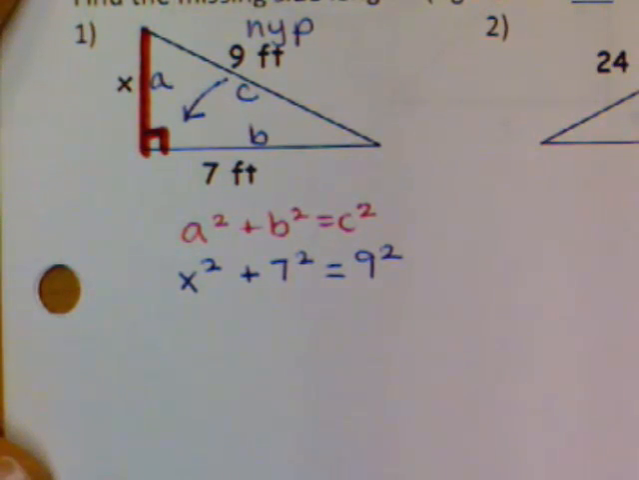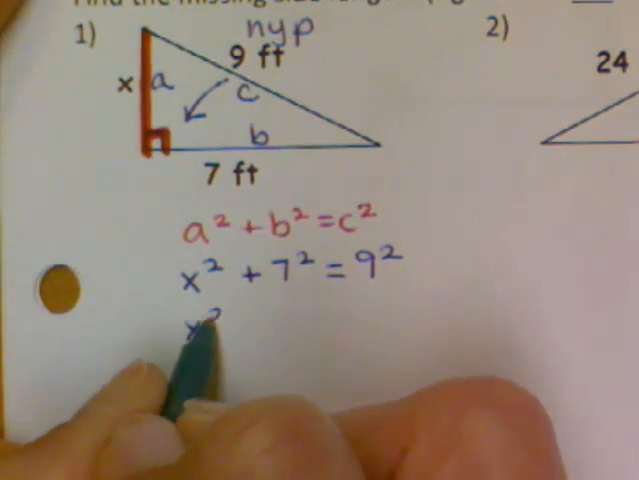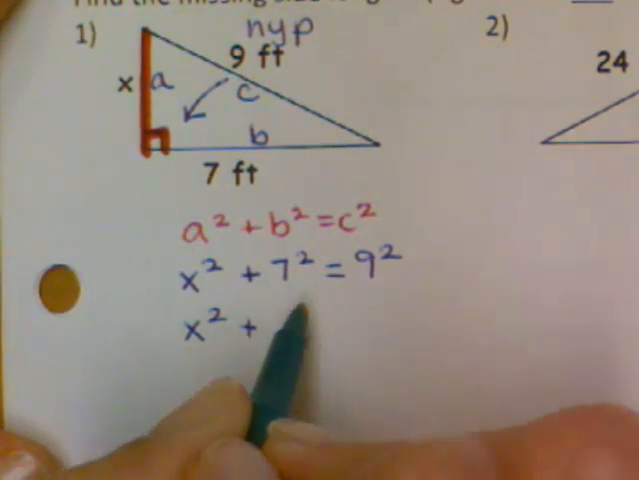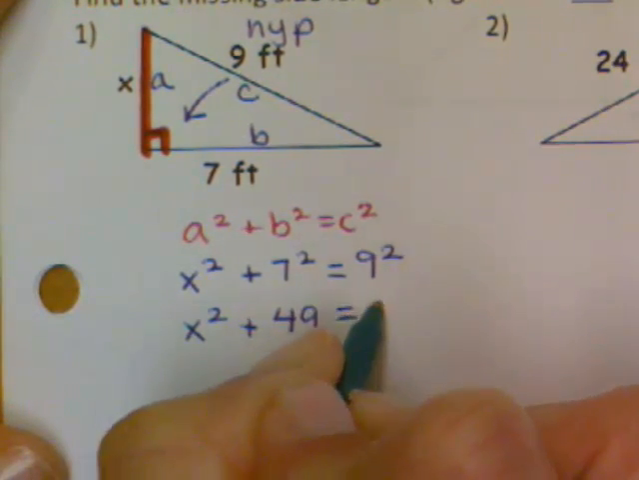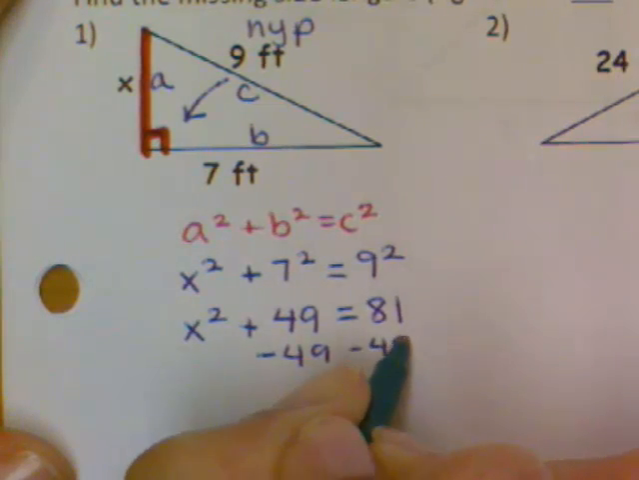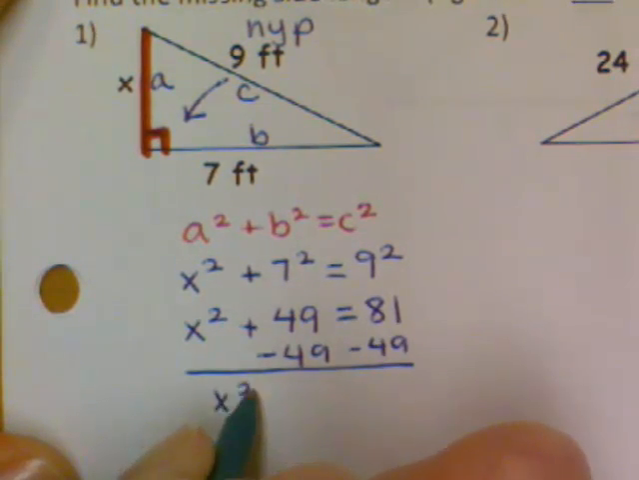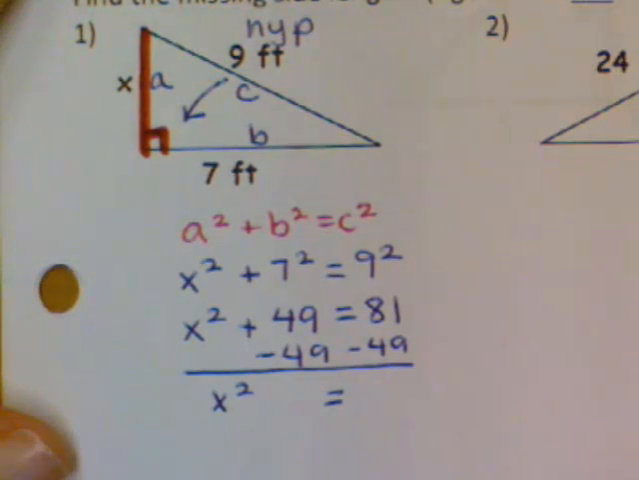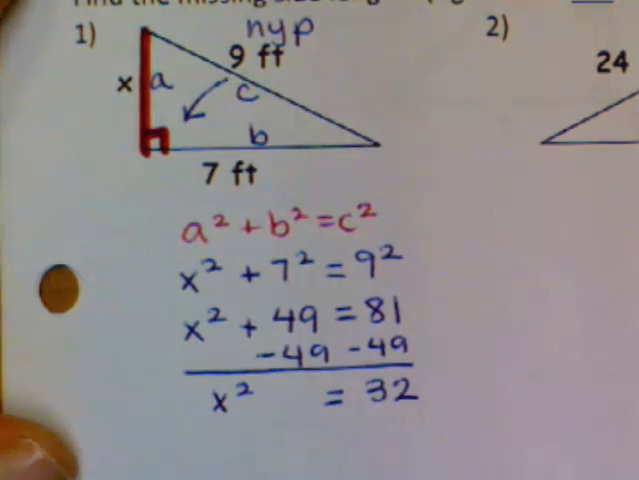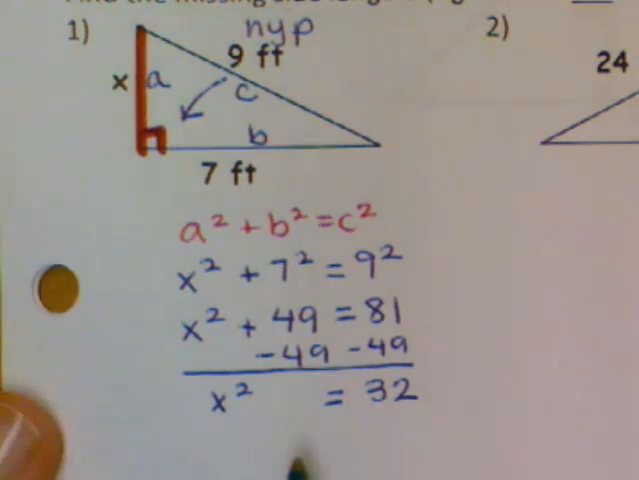Now what we can do is we can solve this equation. So we've got x squared, remember your order of operations, you have to square before you can do any addition, subtraction, multiplication, or division. So we have x squared plus 49 equals 81. So we'll subtract 49 from both sides, and we'll do that subtraction. And so then from here, we will square root both sides.